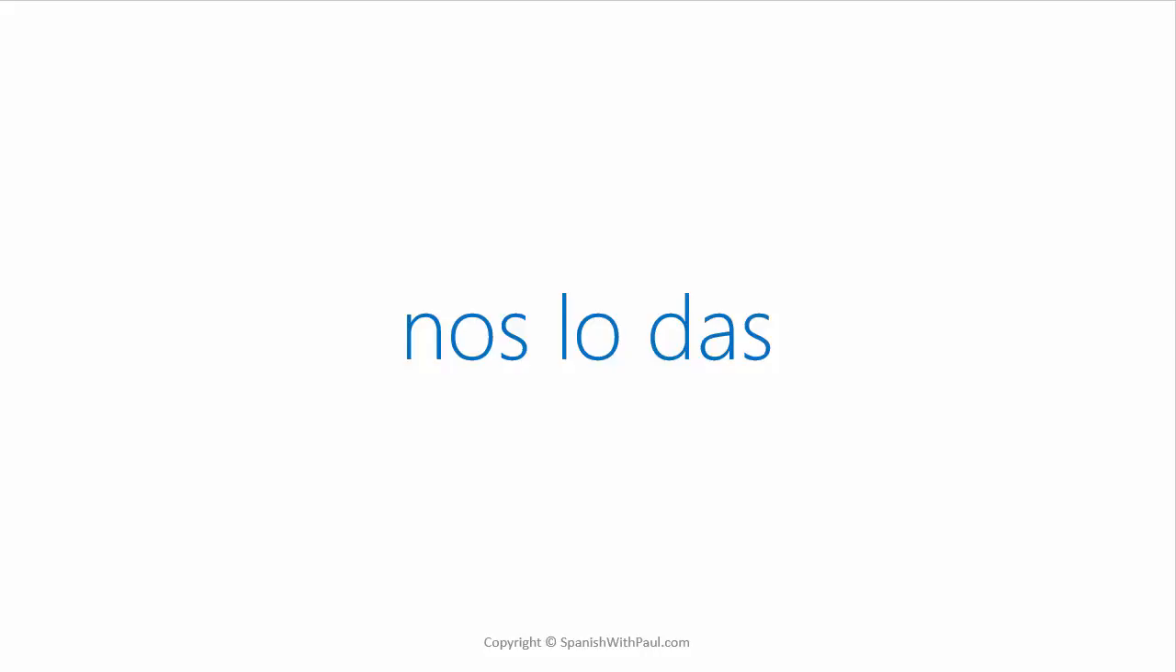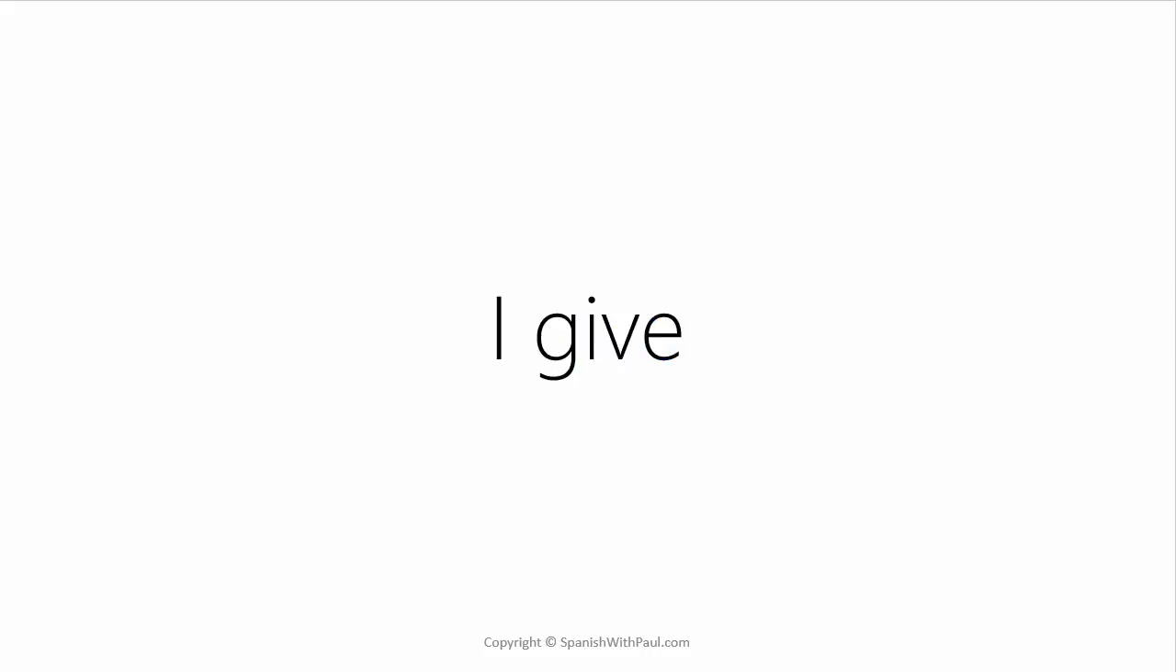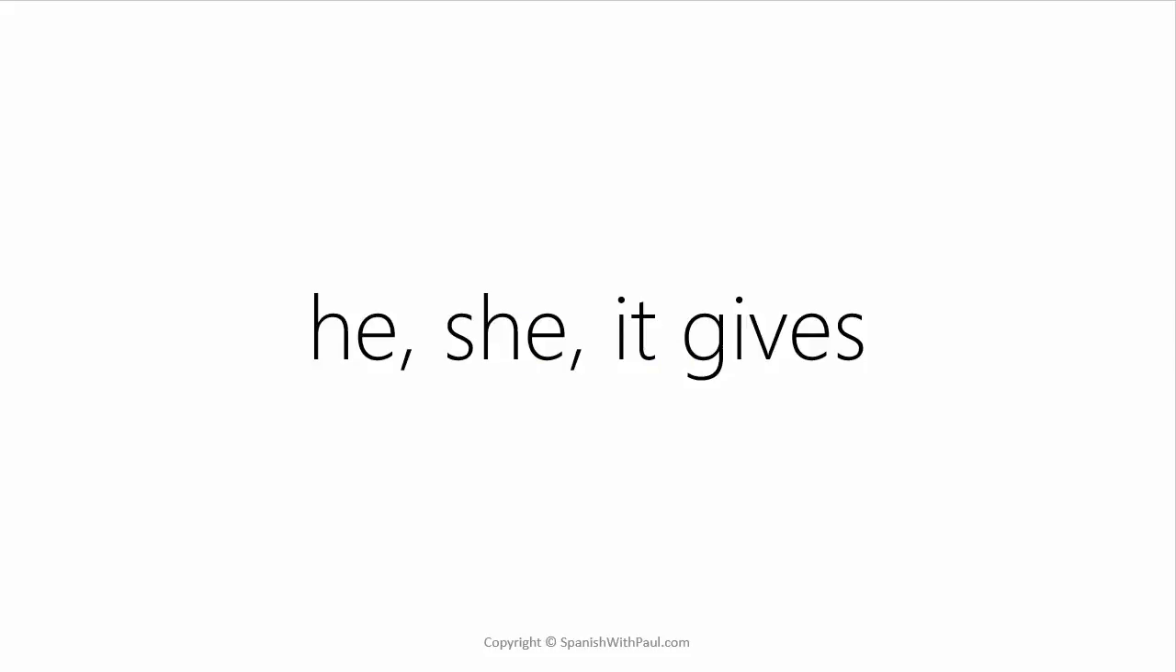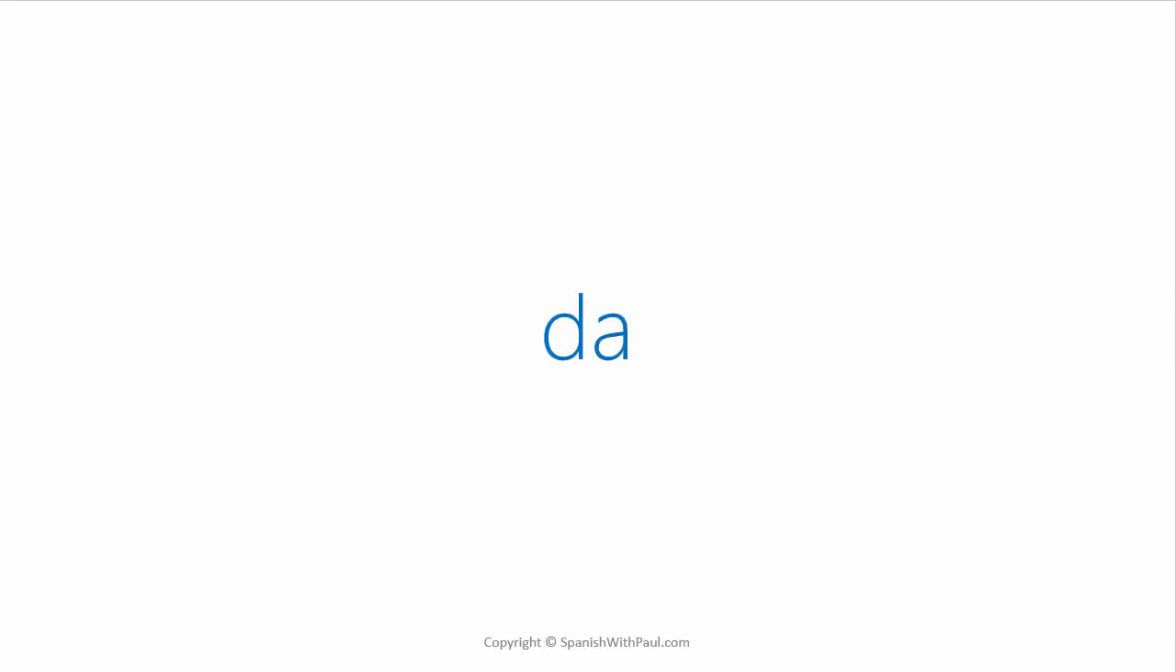So just to recap once again, we have I give. How would you say that? Doy. And you give. Das. Now we can move on to he, she, or it gives. And that's very simple. It's simply da. Da means he gives, she gives, or it gives. How would you say he gives it? Lo da. He gives it to me. Me lo da.